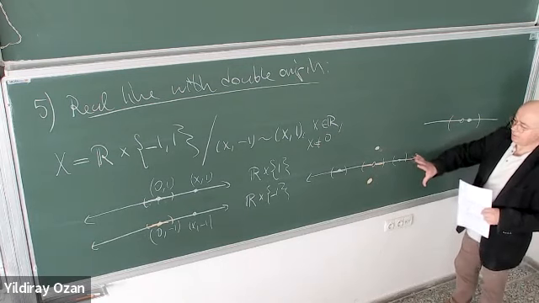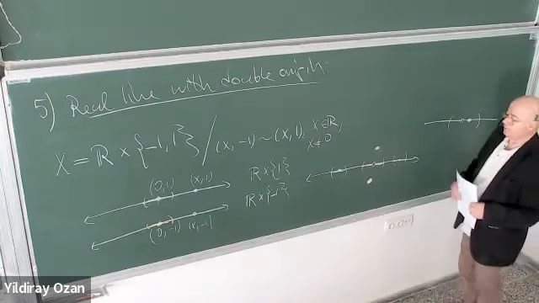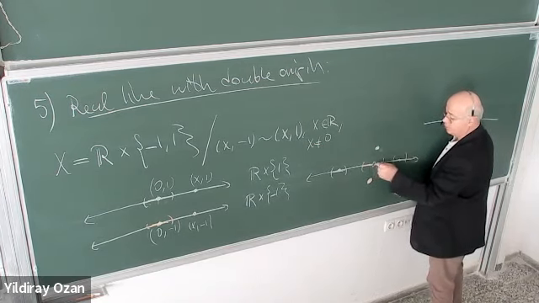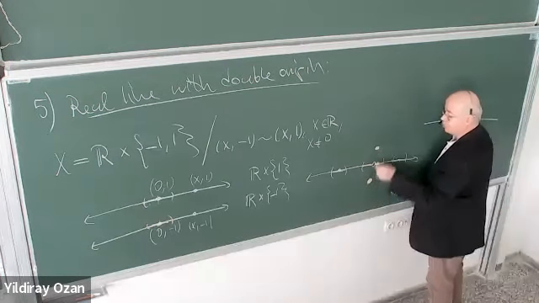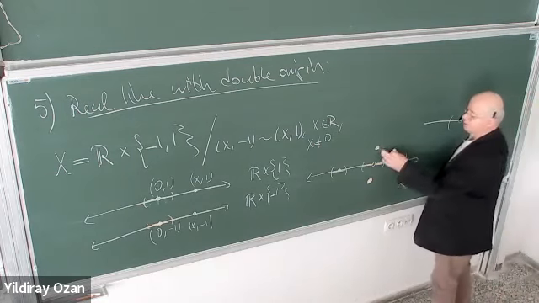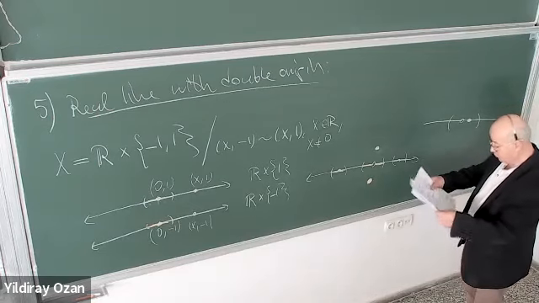But the observation is the following. These 2 points do not have disjoint neighborhoods. Any neighborhood of this contains intervals like this, and any neighborhood of this contains intervals like this. Therefore, although these points are disjoint, their neighborhoods cannot be disjoint. That property tells us that this space is not Hausdorff.